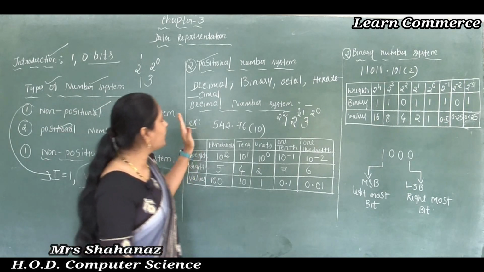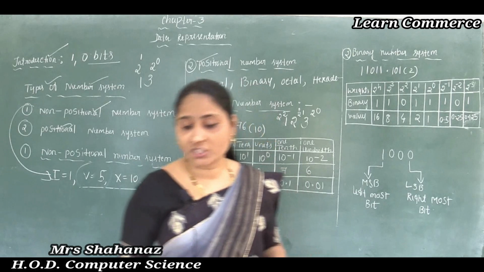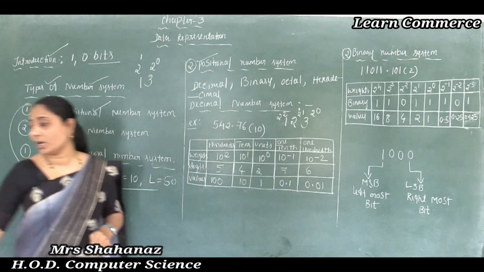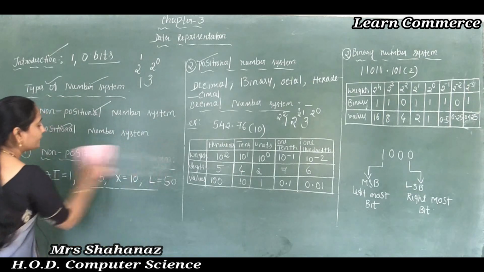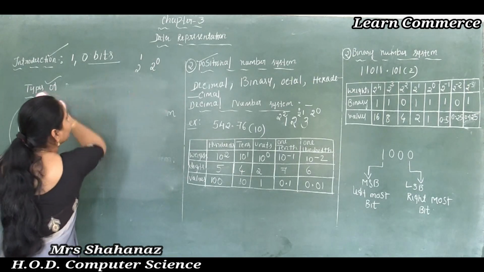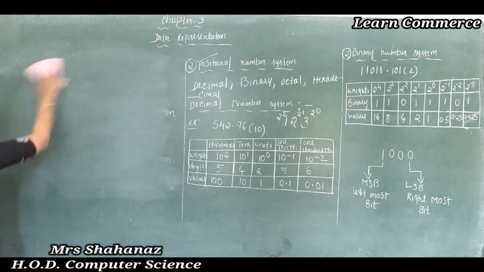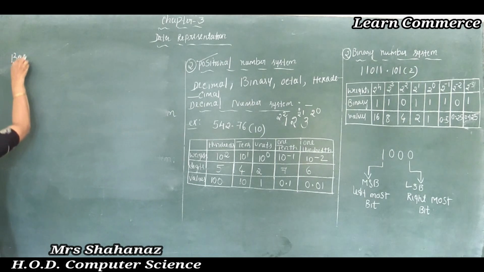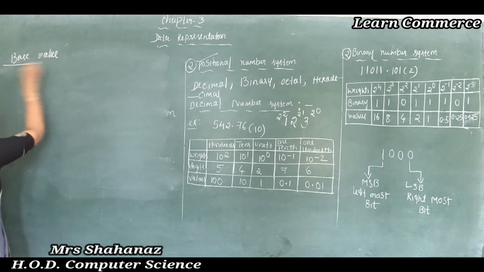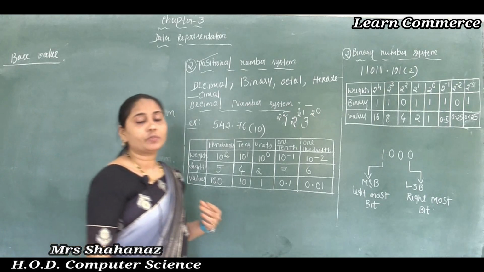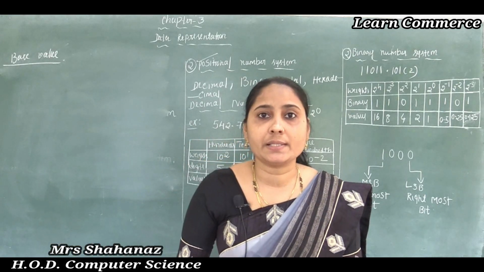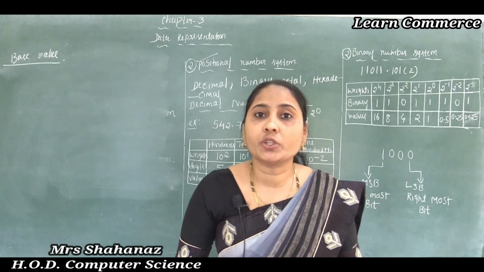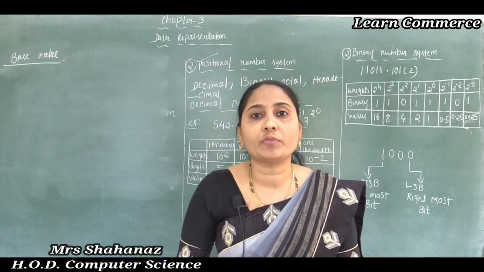Now, after completing the positional number system, let's look at the meaning of the base value. Clear this point here? The meaning of the base value. Now the next thing is the base value. The base of a number system defines the total number of different digits available in the number system. So this is the definition of the base of the number system.